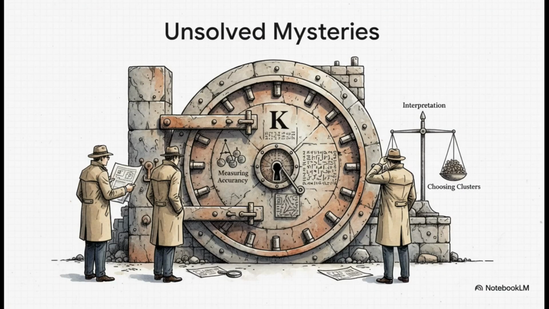I mean, without an answer key, how do we really know if an algorithm did a good job? How do we pick the right number of groups to even look for? And maybe the biggest question of all, even when we find a pattern, what does it actually mean in the real world? These are the unsolved cases that are driving all the new innovation.